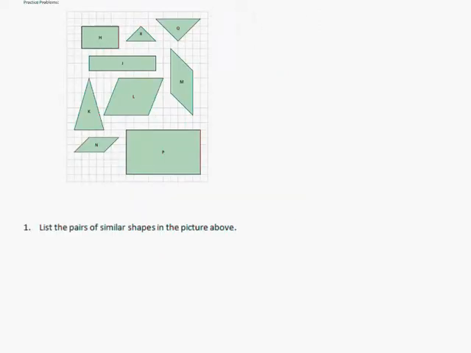Another group of shapes, we're going to list the pairs of similar shapes in the picture above. So, let's take a look at the picture and see if we can just pick out some similar shapes. I'm looking for rectangles first. We have H, J, and P as the rectangles. It looks like J is obviously out. It's way too long and thin. H and P look like they could work. So I'm going to write down H and P.